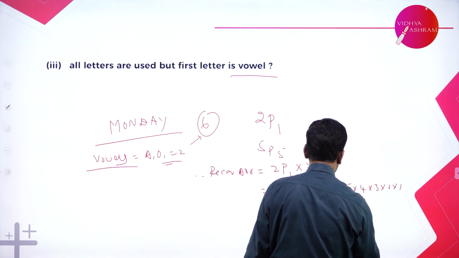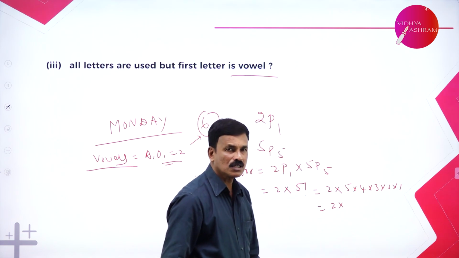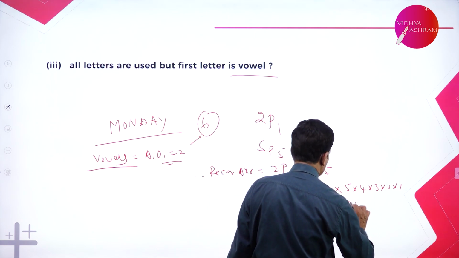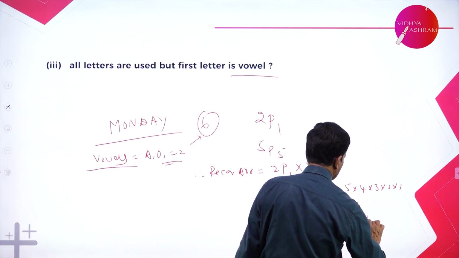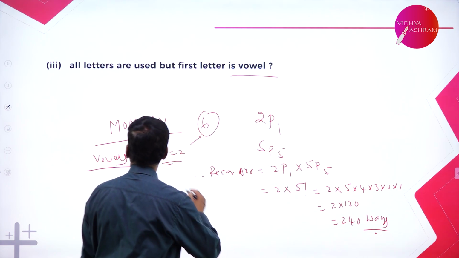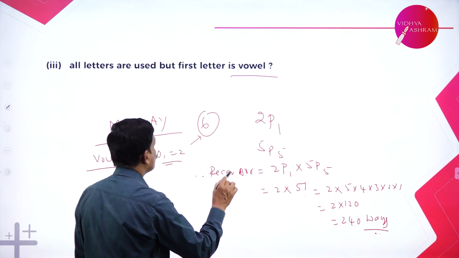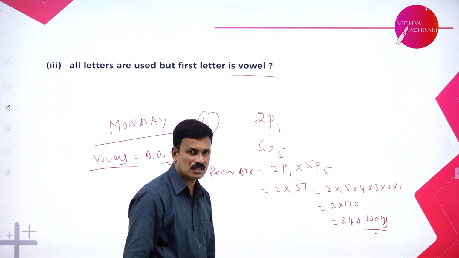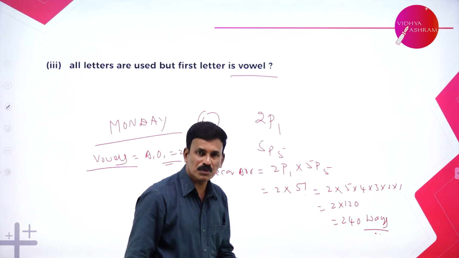So this is equal to 2 into, what is this equal to? You know factorial of 5 is 120. 120 into 2 is equal to 240 ways. So that means all the letters are used, but the first 2 letters being a vowel can be done in 240 ways. That's it. Now move on to the next problem.